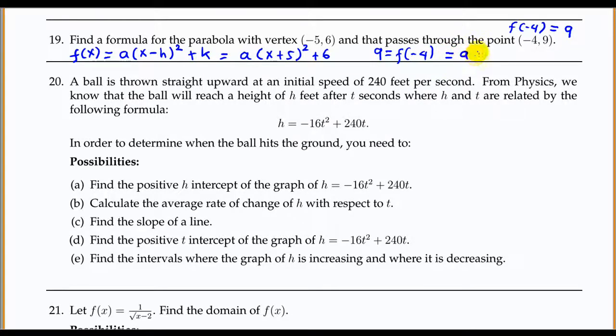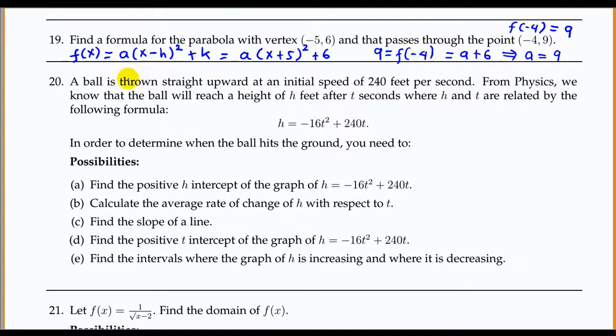So a times, we plug in -4 here. So f of -4, plug in x equal -4. -4 plus 5 is 1. 1 squared is 1. So a times 1 squared, I don't need this, just a, because 1 squared is 1. A plus 6. So a plus 6 is 9.